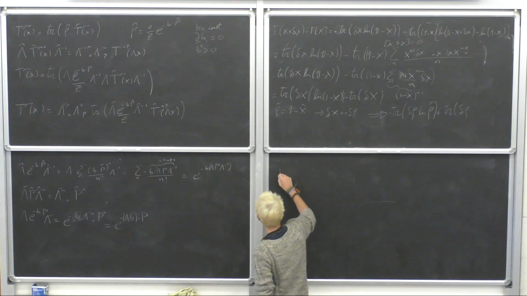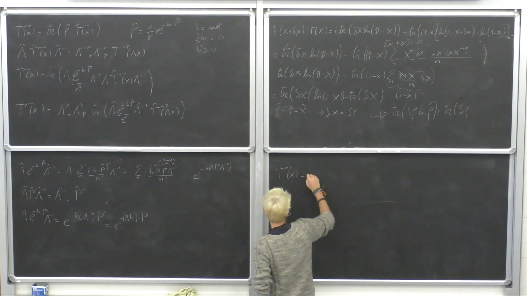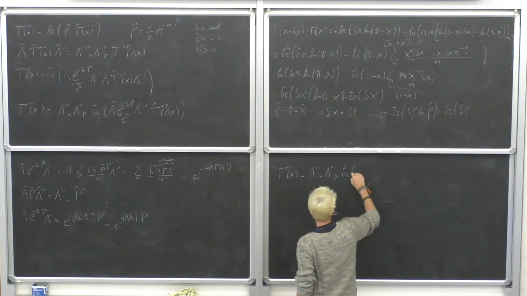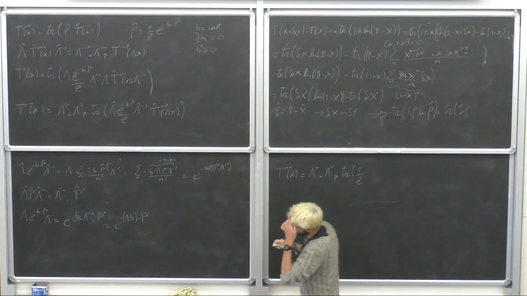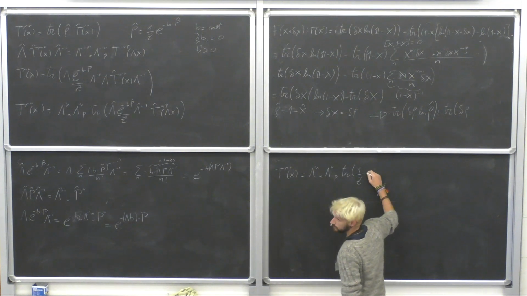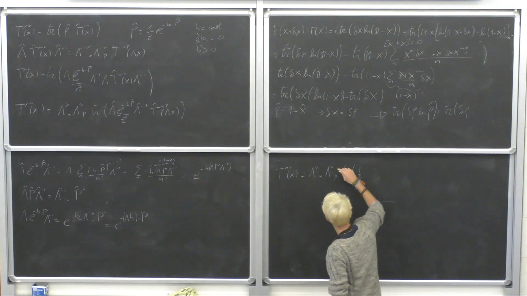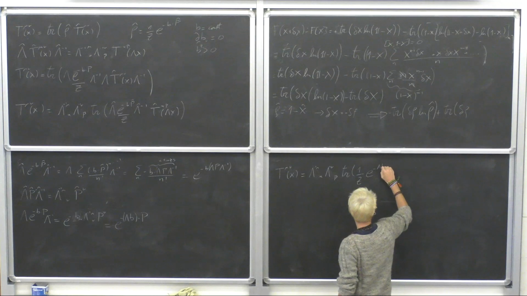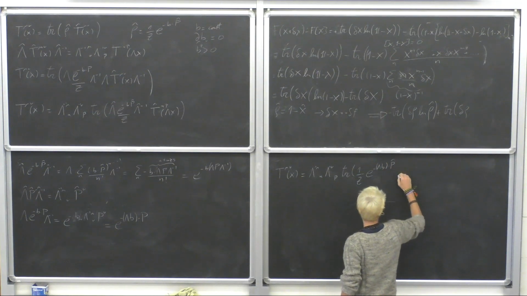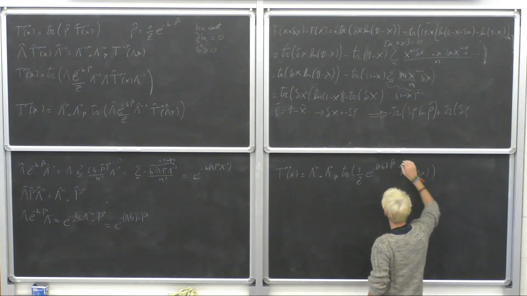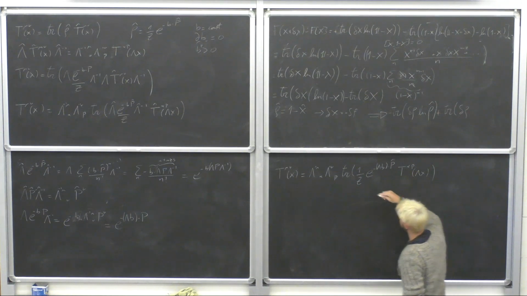we have found the following: that our original T^μν(x) is equal to Λ^μ_α Λ^ν_β times the trace of 1 over Z, something, λ^(-1), e^(-Λb·p). So this is what we have found.